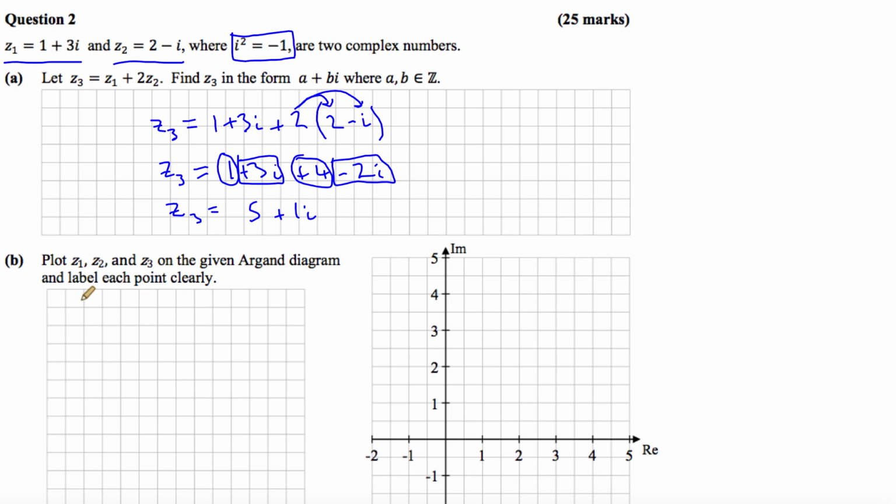Part B says plot Z1, Z2 and Z3 on the given Argand diagram and label each point clearly. Okay, so Z1 is 1 plus 3i. So we go over to 1 on the real axis, up to 3 in the imaginary, and there's Z1. Z2 is 2 minus i, which is just the same as 2 minus 1i. So it's 2 on the real, down to minus 1, and that's our Z2. And finally Z3, which we just established, is 5 plus 1i. So that's over to 5 and up to 1. And there we have our Z3.